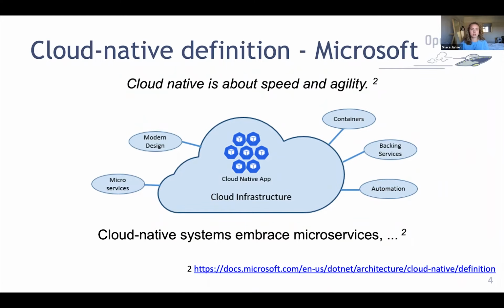Here in their graphic, you can see that they say cloud native applications utilize things like modern design, containers, and backing services, things you might find available in clouds. You've got automation, which links into the DevOps and continuous delivery aspect. That modern design looks at things like 12-factor applications, but interestingly, they also include microservices within that. So they identify it as a key part of being cloud native.